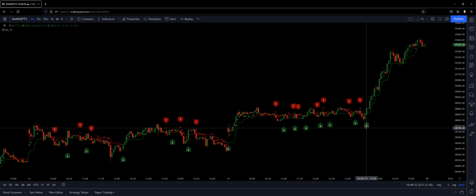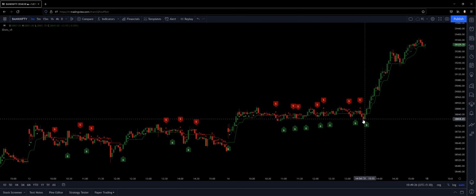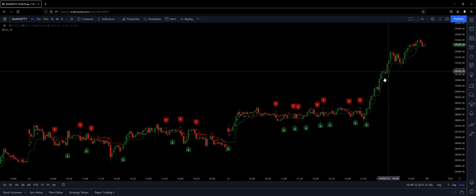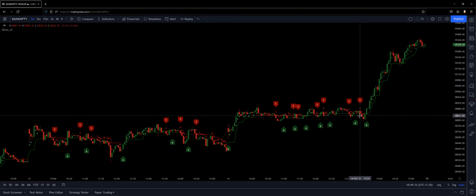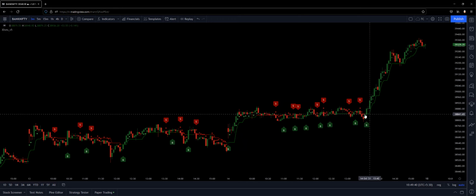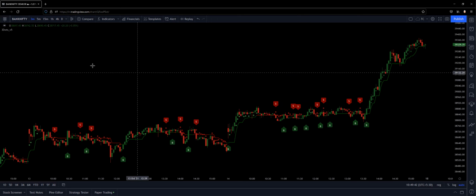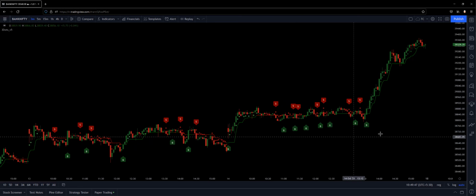Whenever you see a buy, you should buy. Whenever you see a sell, you should sell. The stop loss for a buy is the trend strength line: if the candle closes below the trend strength line, that is your stop loss. If it's a sell order, a candle closing above the trend strength line will be your stop loss. So this is how it will look. The system is that simple.